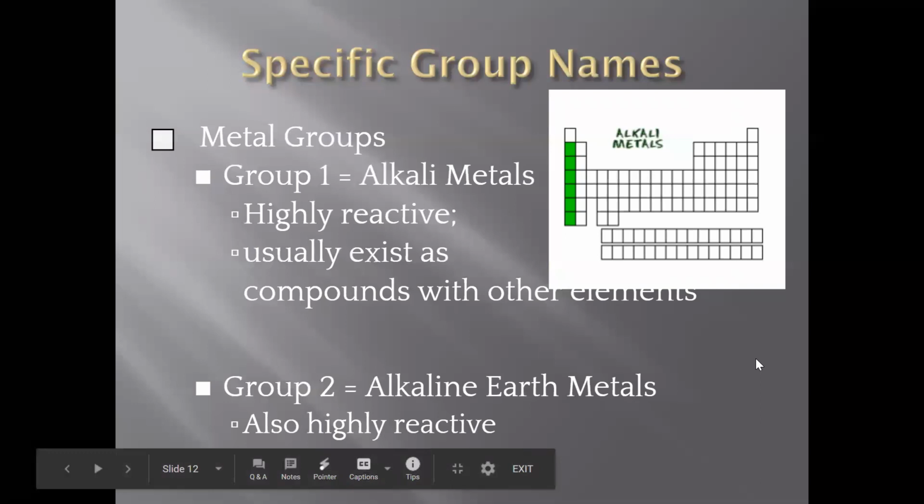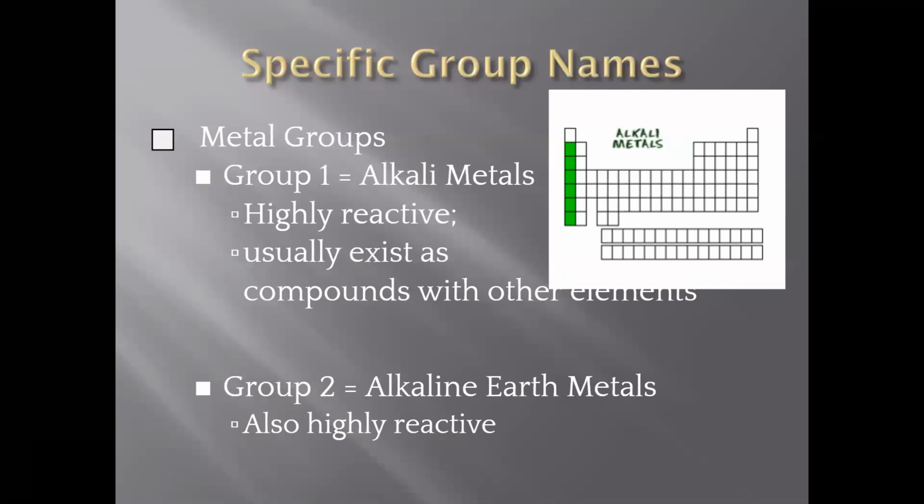So moving on to specific group names, there are a few groups that you do have to know. So group 1, which you see on the right highlighted in green, that group is called alkali metals. Alkali metals are highly reactive metals, but they're also pretty soft. So you've probably seen YouTube videos of this, or if you were a freshman of mine last year, then you would have seen the video of this experiment when I did it in class.